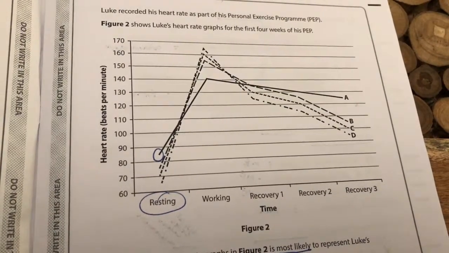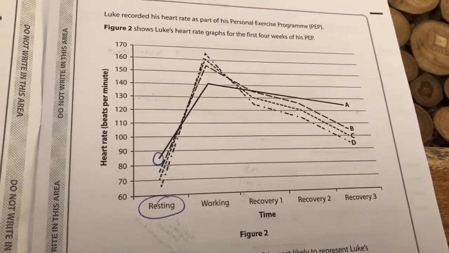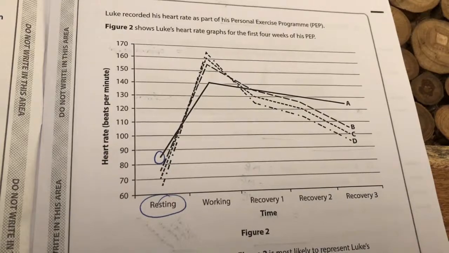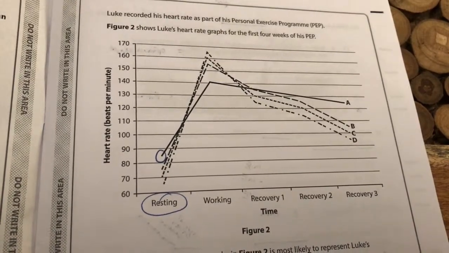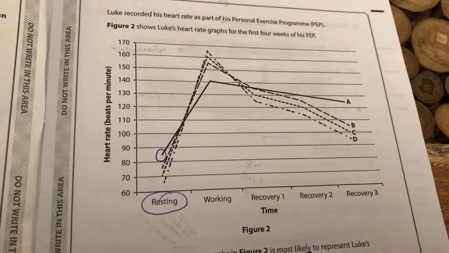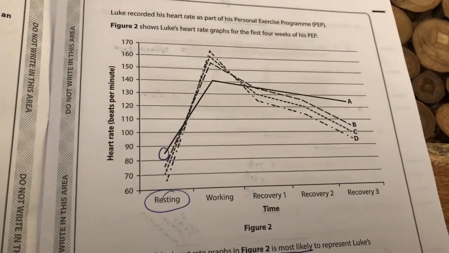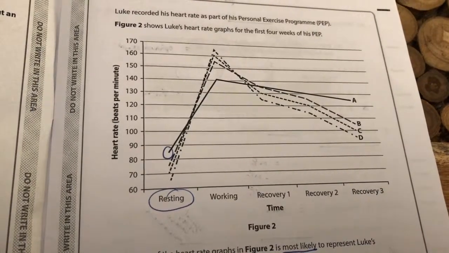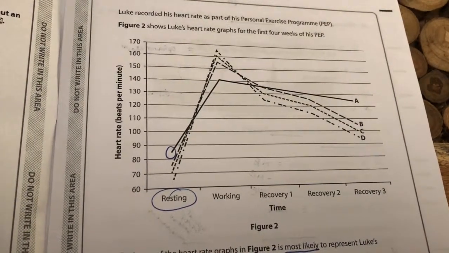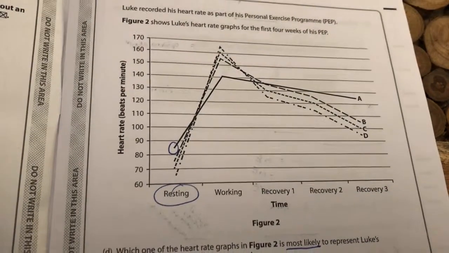So obviously we've got resting heart rate, working, recovery 1, 2 and 3, a bit like what you looked at for your PEP. Resting heart rate is the key to this question. If you look at all the resting heart rates, he's obviously started with a relatively high resting heart rate in the mid-80s, and by the time he's finished his sessions, he's in the 60s or at least high 70s.